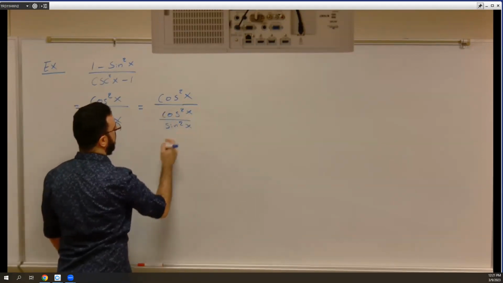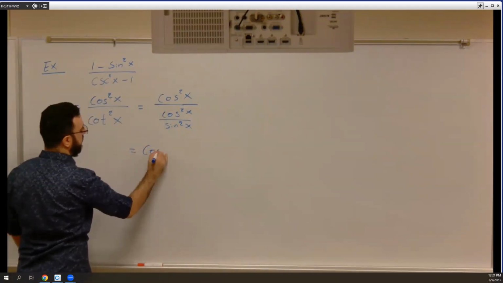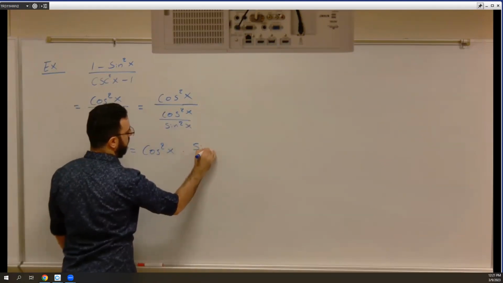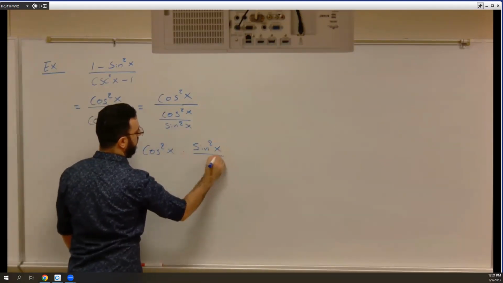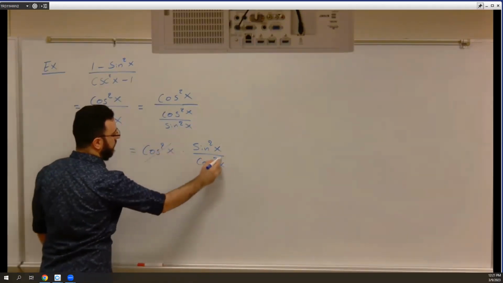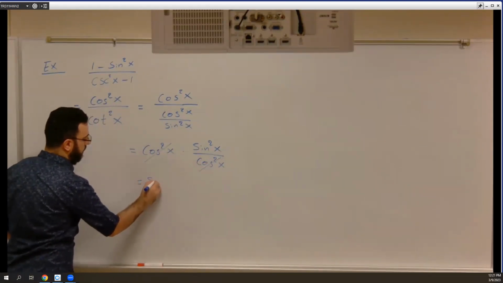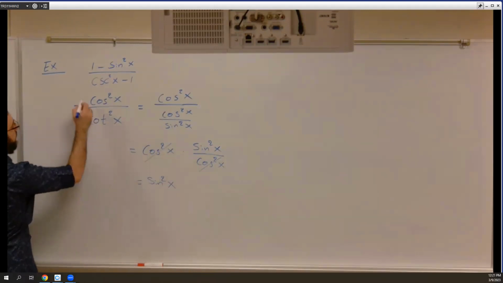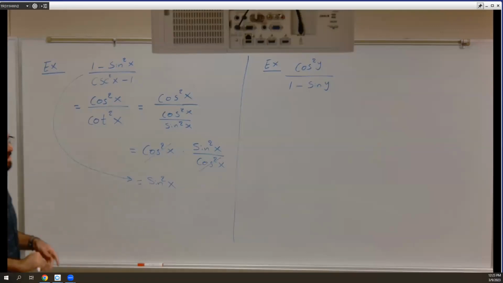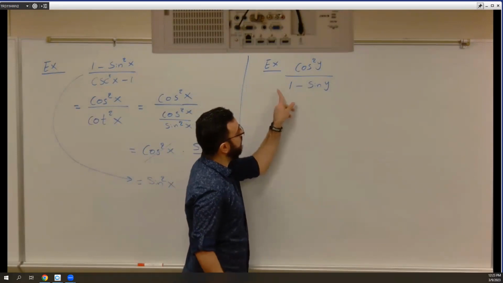This is division. So I'm going to say this is cosine square x times, take the reciprocal for the second part. So it's sine square x over cosine square x. Now I'm going to cancel this one with this one. What's left? Sine square x. So I simplify this expression to sine square x. And I multiply only in this case. You see, I can't do anything with the bottom part.